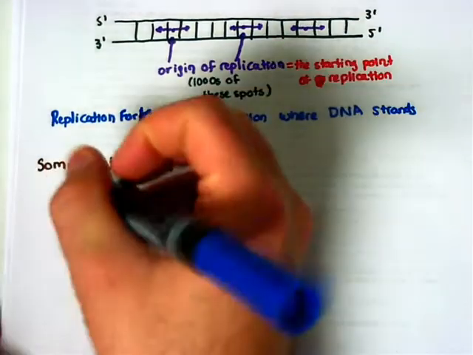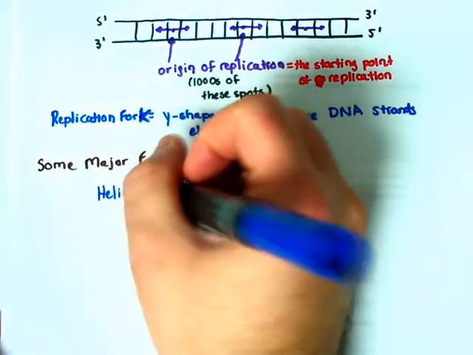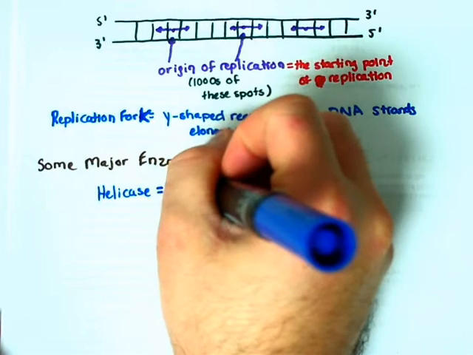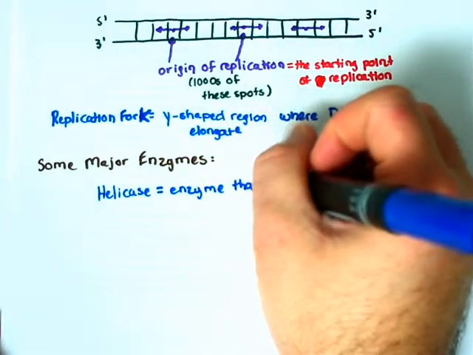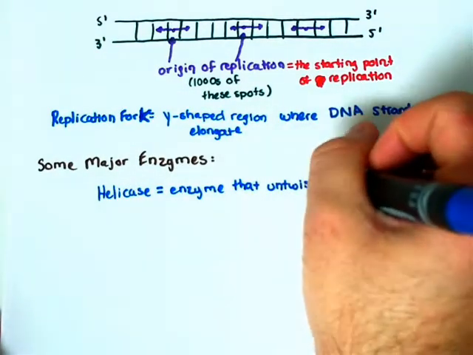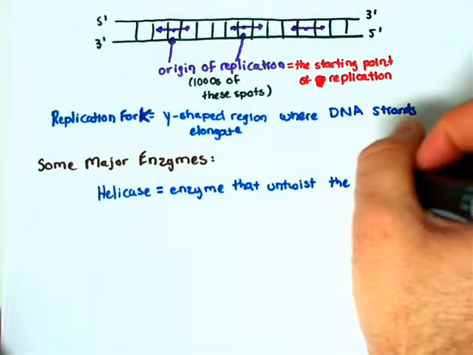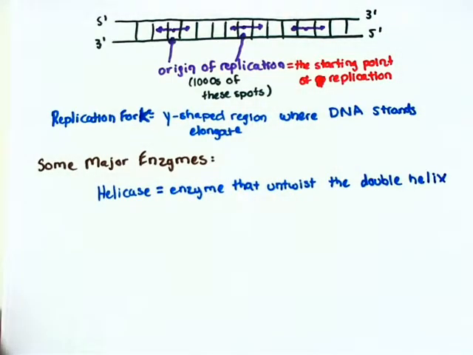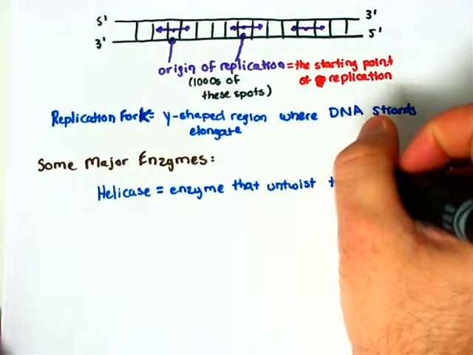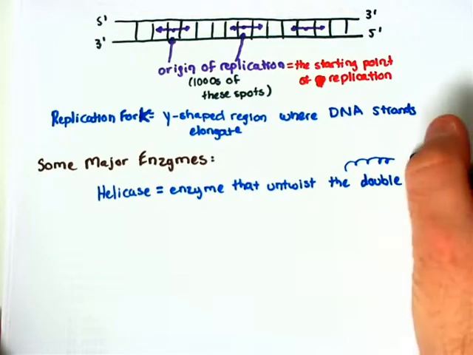First major one is going to be helicase, which is the enzyme that untwists the double helix. So if you will, they take your double helix, which is wound upon itself, and make it straight.